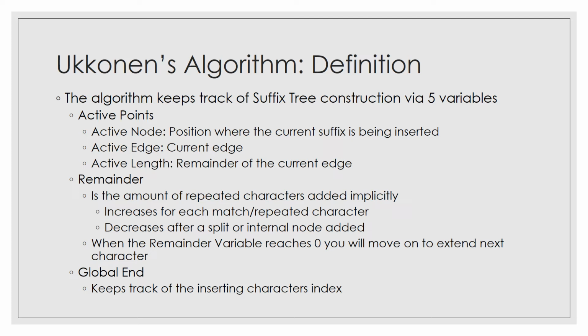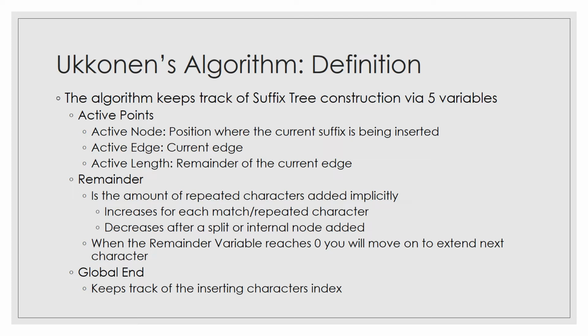And then we have the remainder, which is the amount of repeated characters added implicitly. It increases for each match and repeated character, which means that every time we insert a character into any of the branches, it goes up by 1.